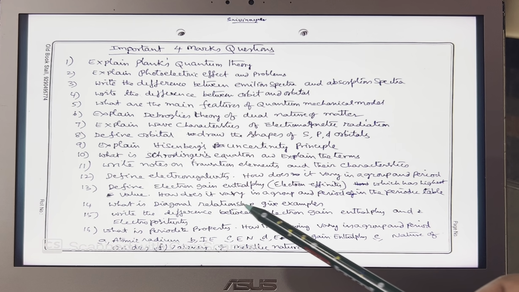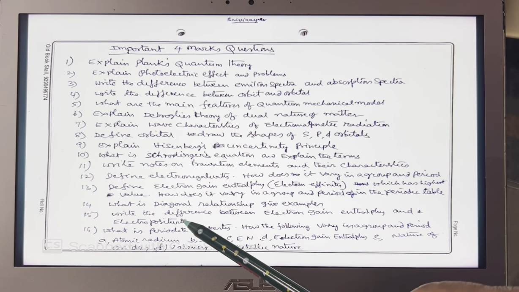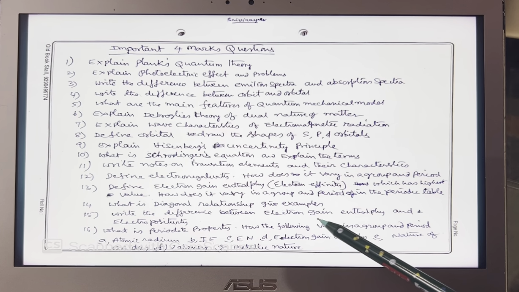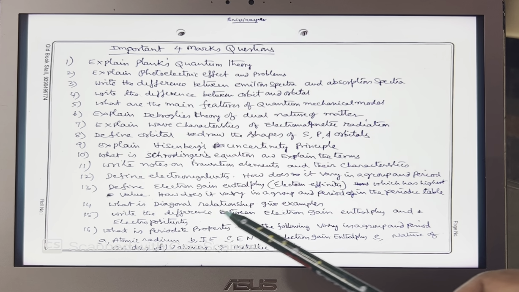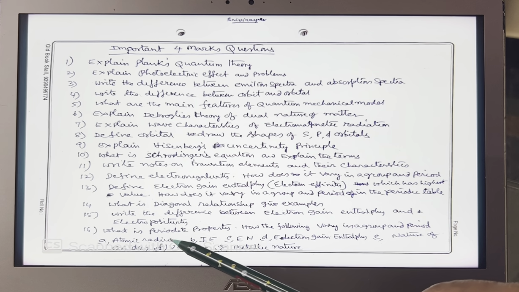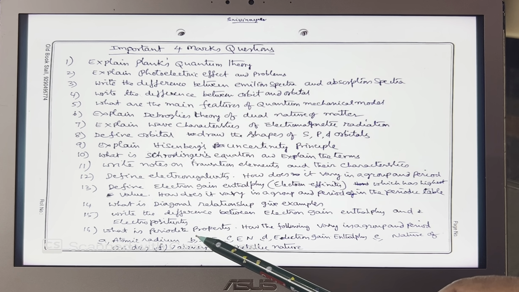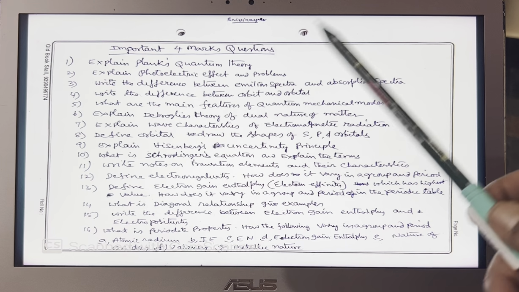What is the diagonal relationship? Give examples. Write the difference between electron gain enthalpy and electropositivity. Electron gain enthalpy is nothing but electron affinity, and electronegativity is different. So, electropositivity. What is the periodic property? How do the following vary in a group and period: atomic radius, ionization energy, electronegativity, electron gain enthalpy, nature of oxides, how they vary in group and period.